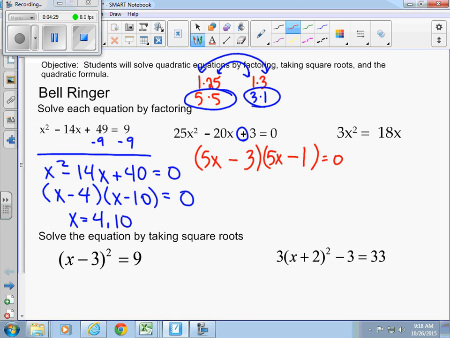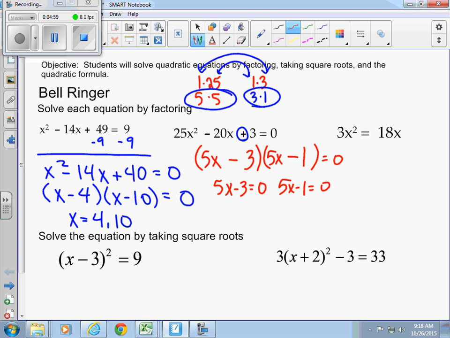Set each piece equal to 0. This is also a little bit difficult. In the last one, how many of you just did it in your head? You're like, it's 4 and 10. Okay? Are we probably going to do this one in our head? No. Probably not. Some of you might get away with it and do it correctly, but most of you will need to go ahead and write 5x minus 3 equals 0 and 5x minus 1 equals 0, and solve those two linear equations.